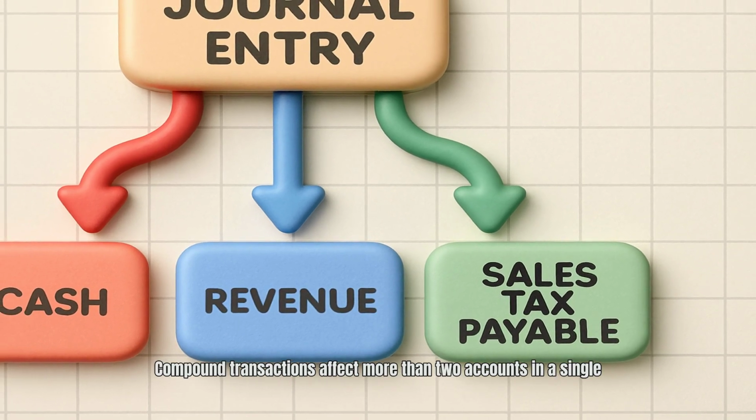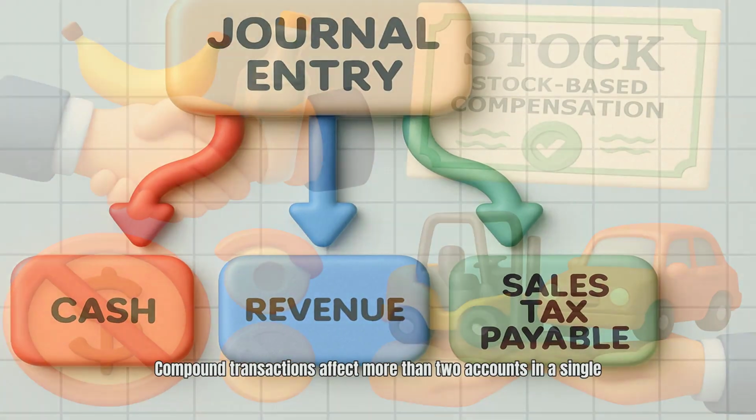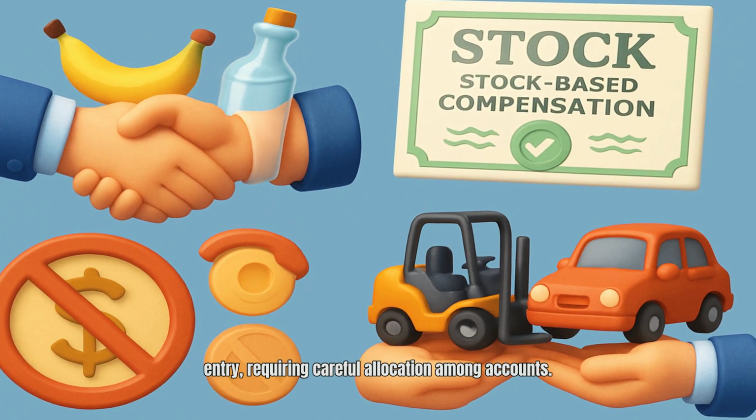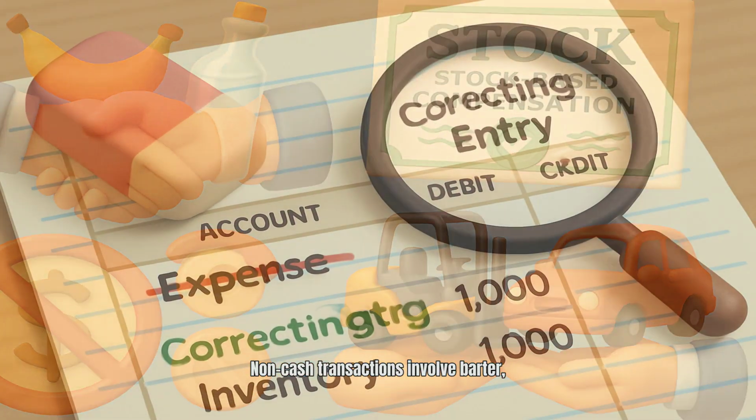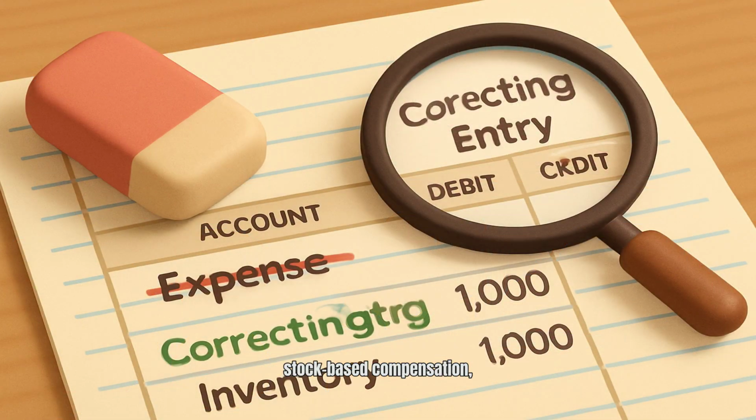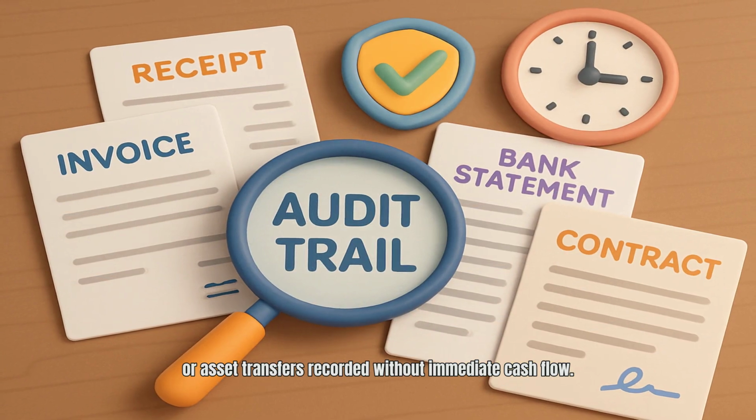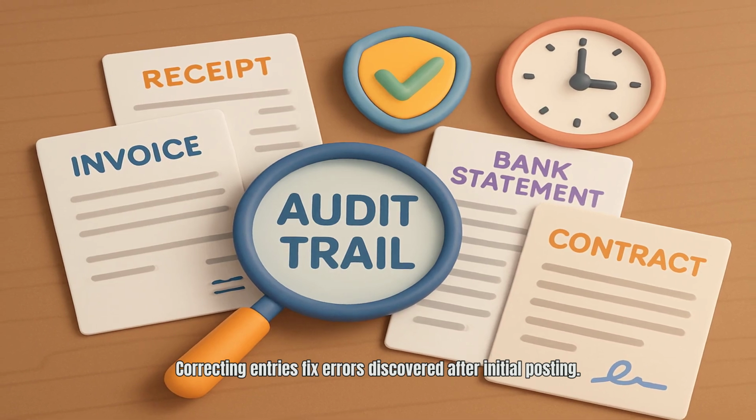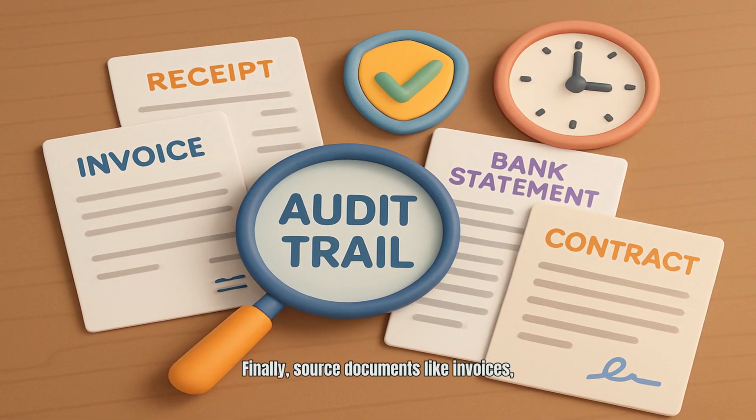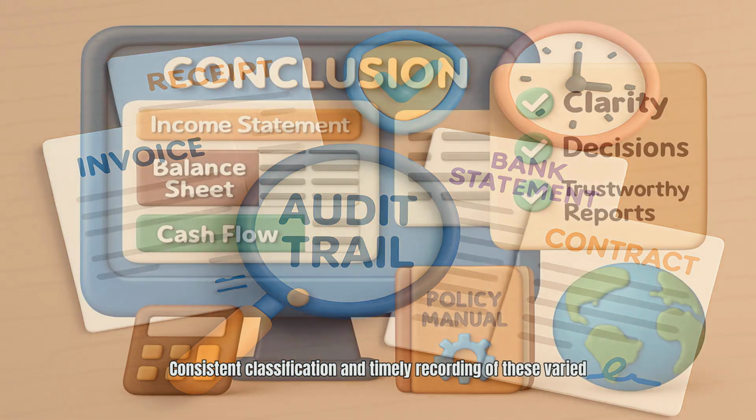Compound transactions affect more than 2 accounts in a single journal entry, requiring careful allocation among accounts. Non-cash transactions involve barter, stock-based compensation, or asset transfers recorded without immediate cash flow. Correcting entries fix errors discovered after initial posting. Finally, source documents like invoices, receipts, bank statements, and contracts provide evidence for every transaction, supporting audit trails and compliance.